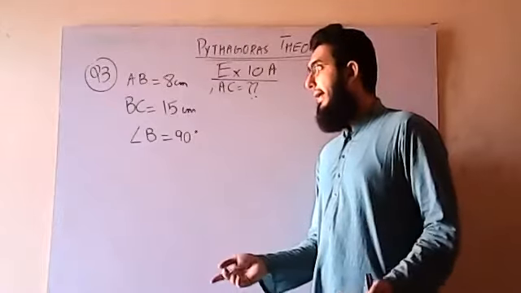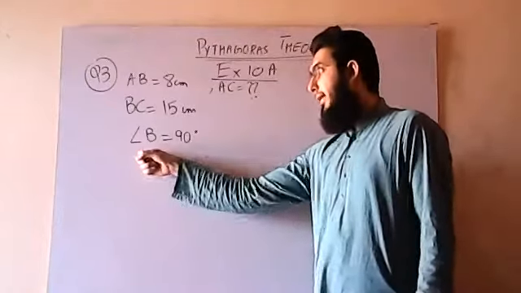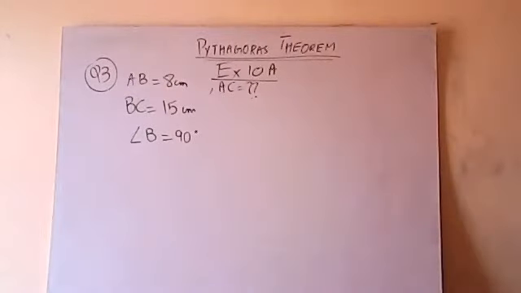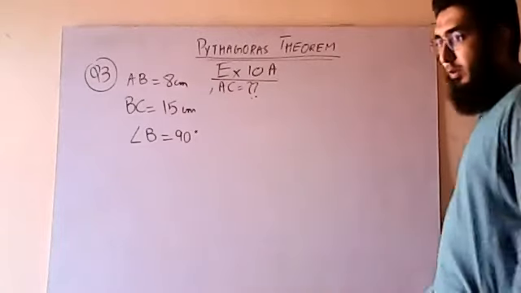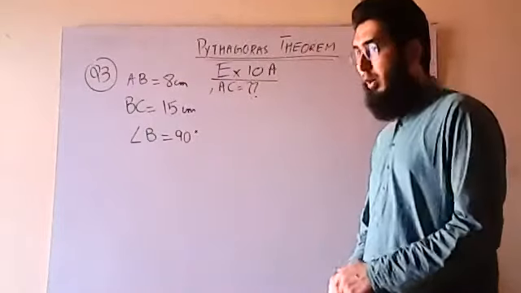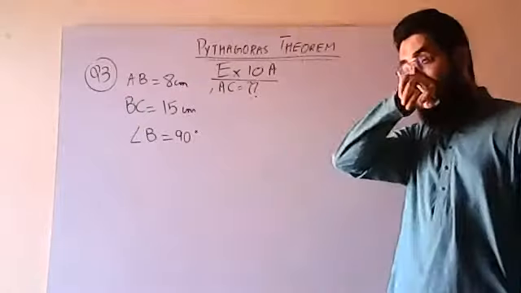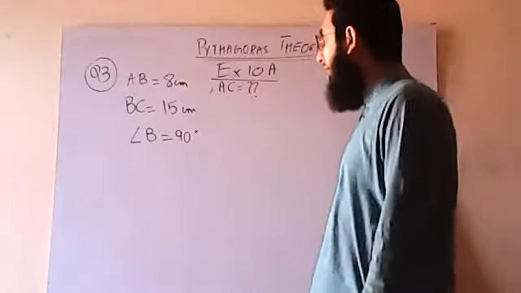Is it a right angle triangle or not? It's a right angle triangle. Why is that so? Because one of the angles is 90 degrees, right? Now what will I do? I need to make a diagram, construct a diagram.